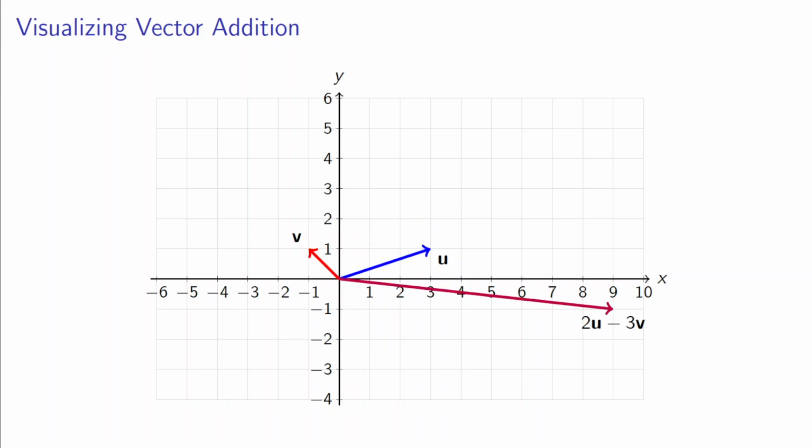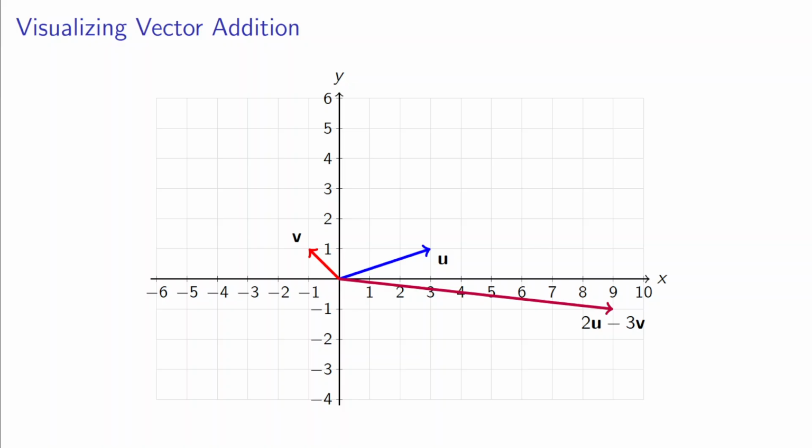Next, let's look at a general combination of both scalar multiplication and addition. So here we've got the vectors u and v again, and drawn in is 2u minus 3v, which you could compute again using the formulas. You'd end up with the vector 9, negative 1. How could we have visualized this geometrically?